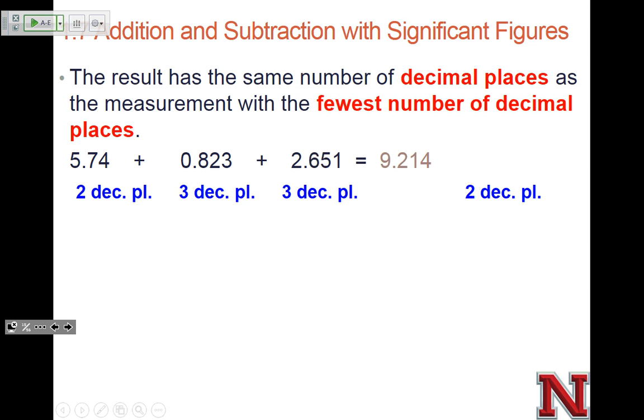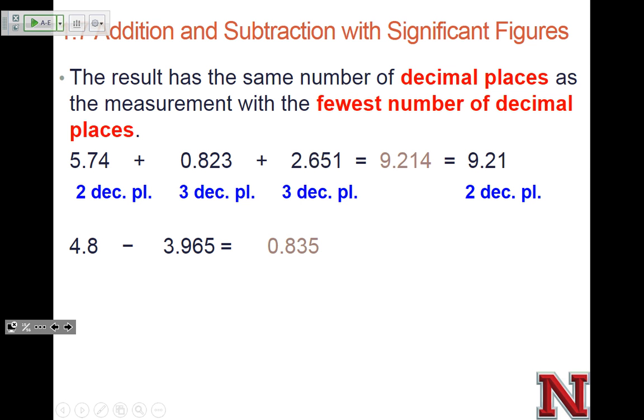So we're going to round from 9.214 to 9.21. 4 is less than 5, so we drop it and we keep that less uncertain number. So fairly straightforward with addition and subtraction.